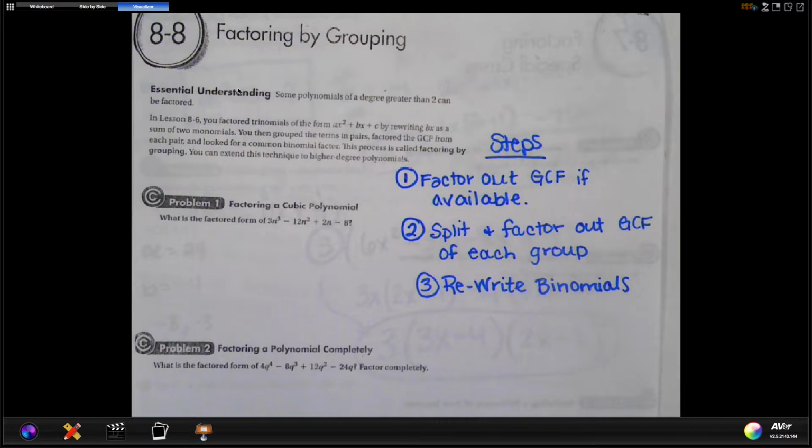Alright, so today we're going to do 8-8. So when we factor by grouping, the main steps are to do the following. Factor out a GCF if available.